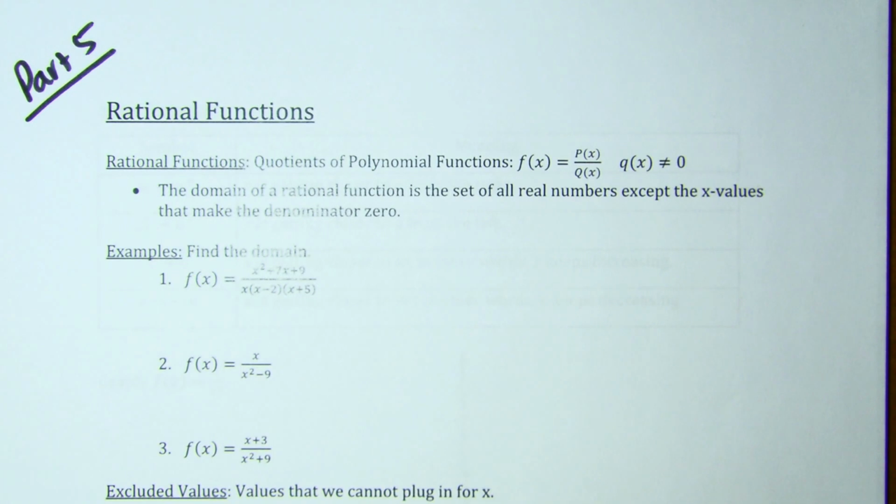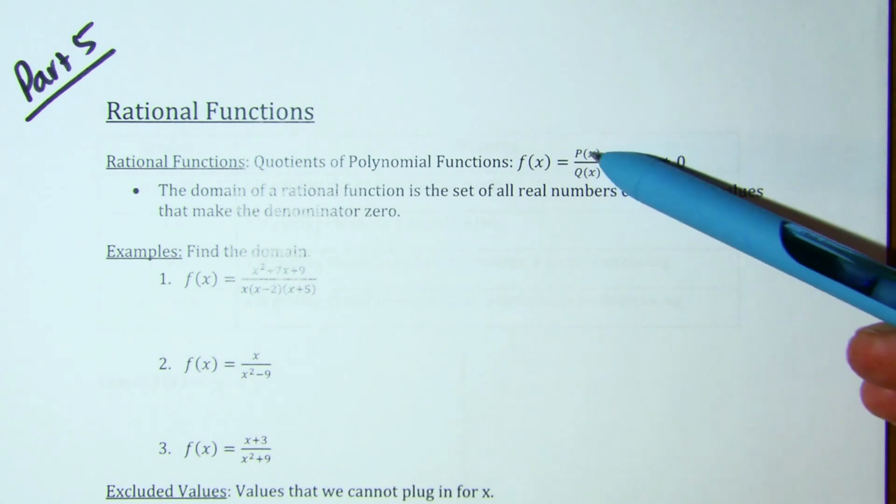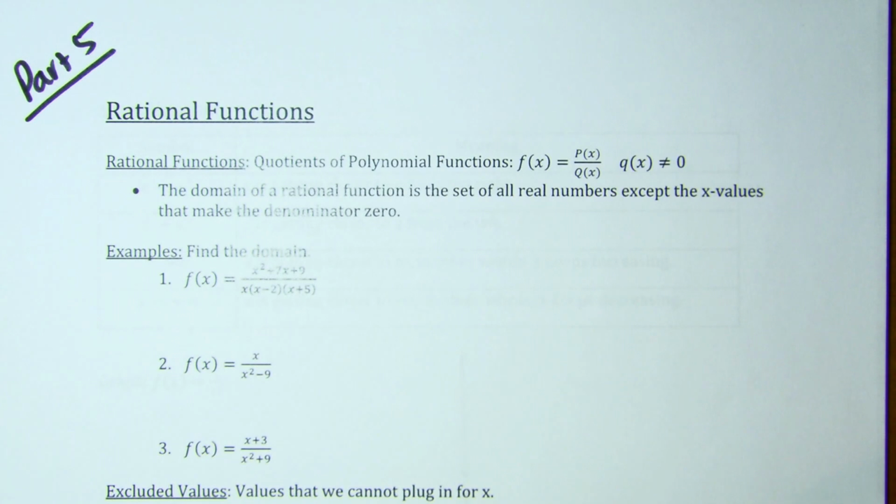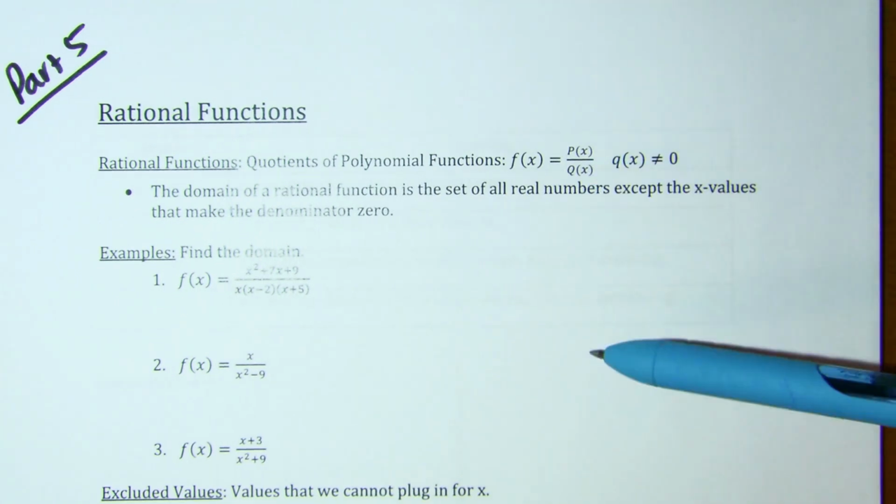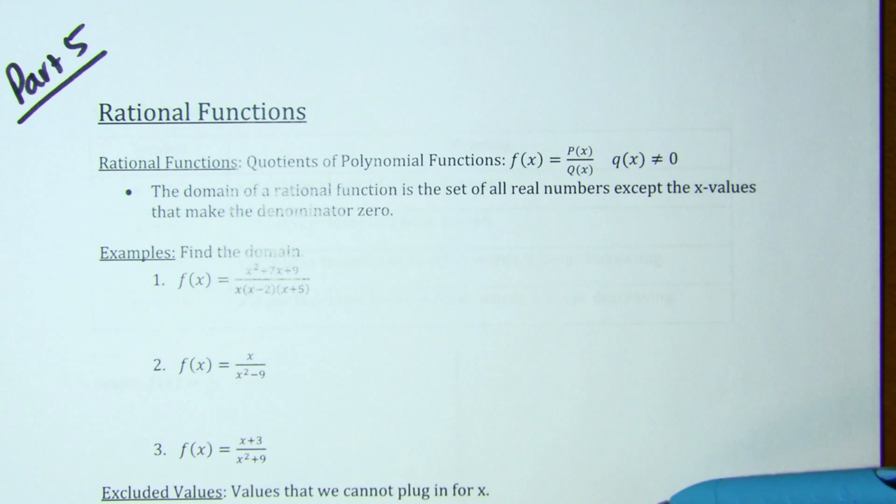All right, so this is part 5 of Unit 2, and we are going to start looking at rational functions. Now, a rational function is just a polynomial over another polynomial. And anytime we have variables in the denominator, we always want to make sure that our denominator does not equal 0. So the first thing we're going to look at with rational functions, leading from there, is that we want to look at what the domain of the function is.